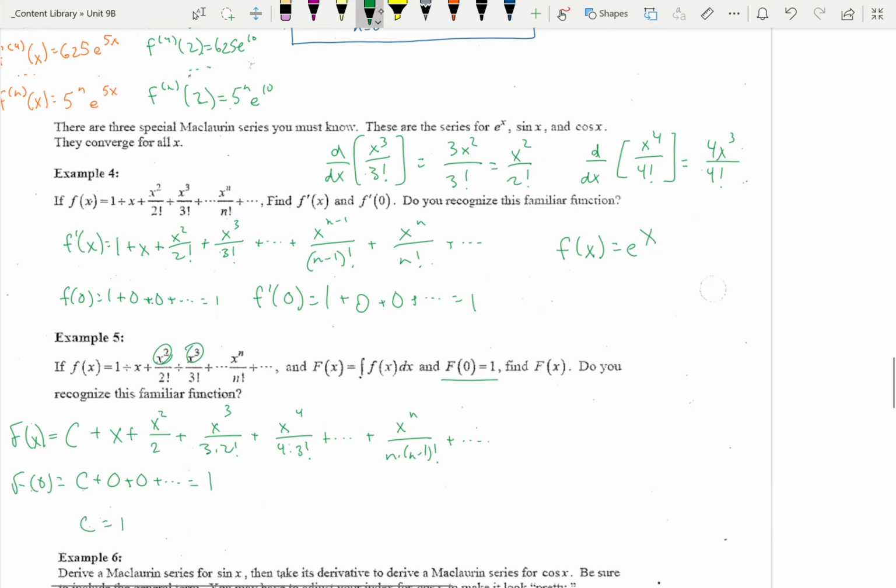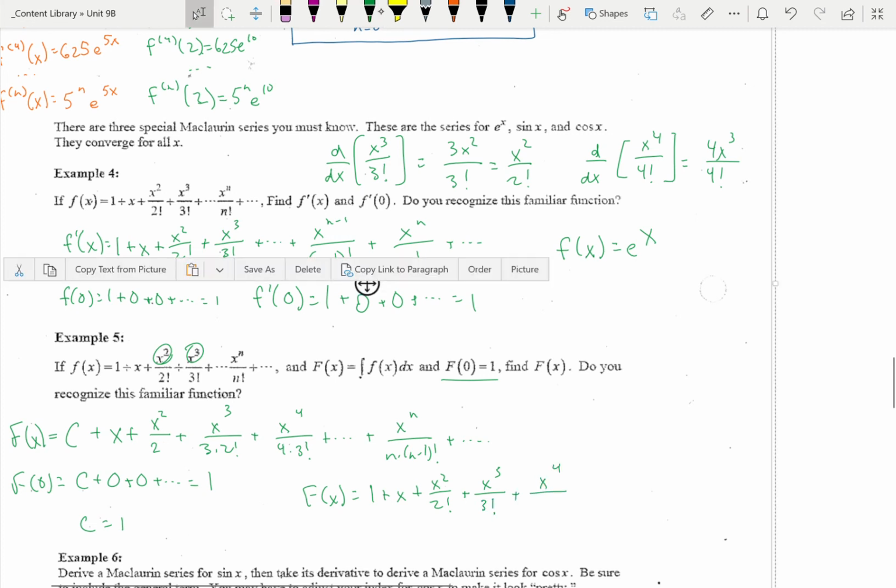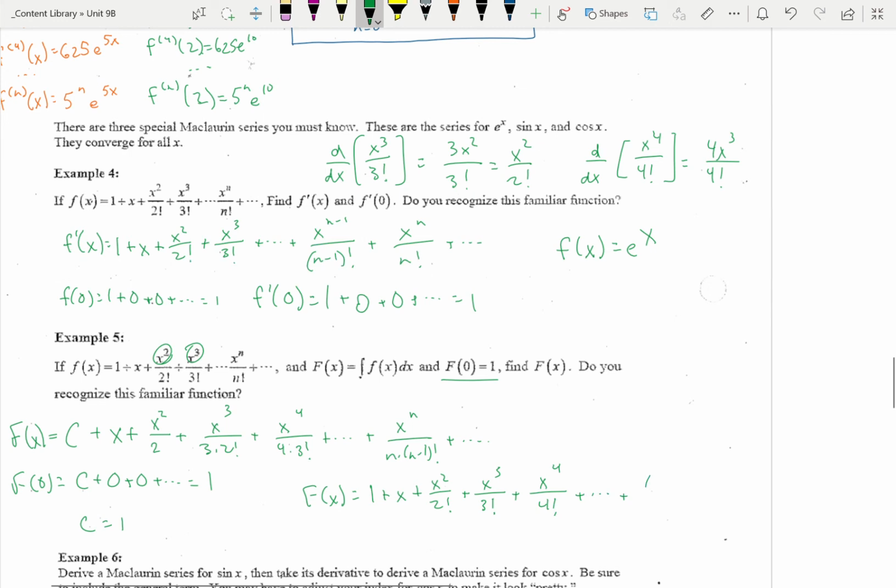So that means that we have capital F of x equals 1 plus x squared over 2. Well, I can write that as 2 factorial, because 2 is the same thing as 2 factorial. And x cubed over, let's see, 3 times 2 factorial is 3 times 2 times 1, or 3 factorial. X to the 4th over 4 times 3 factorial is 4 times 3 times 2 times 1. That's 4 factorial. And we actually have generated the exact same series once again. So, again, this is the same, because when you integrate e to the x, you get e to the x back again.